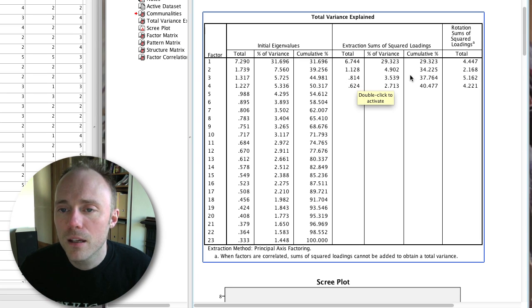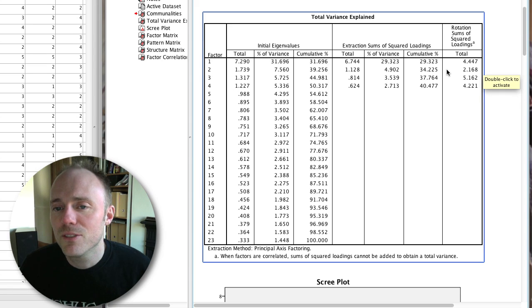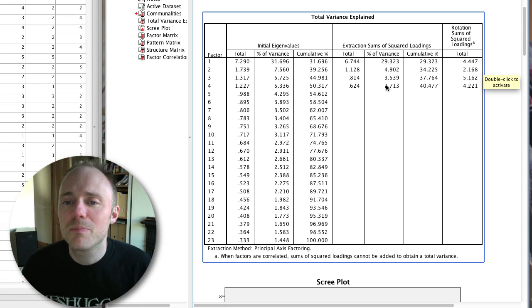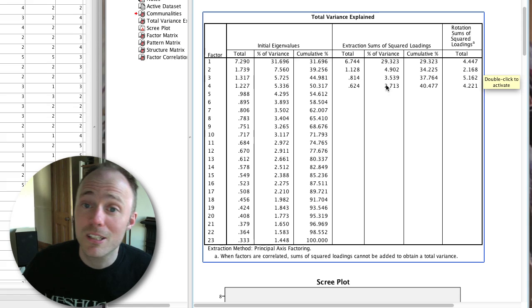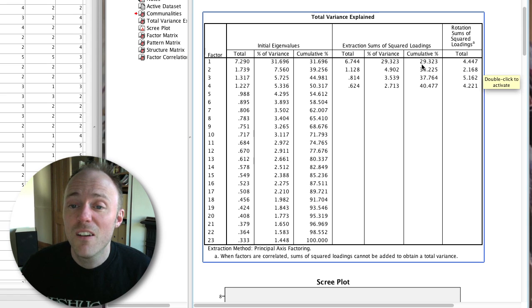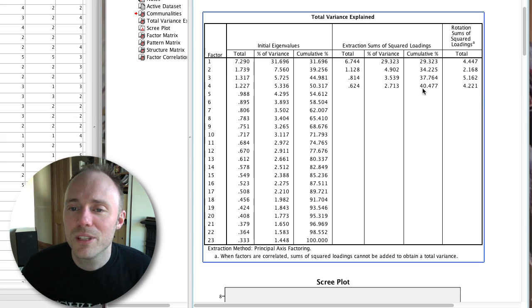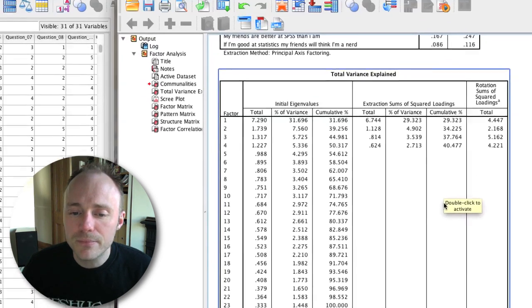Basically this just tells you that you've had 4 factors extracted, and the cumulative percentage of variance that you're explaining with those 4 factors. So the first factor explains 29% of the variance. If you include the other 2 as well, you're getting up to about 40% of the variance.